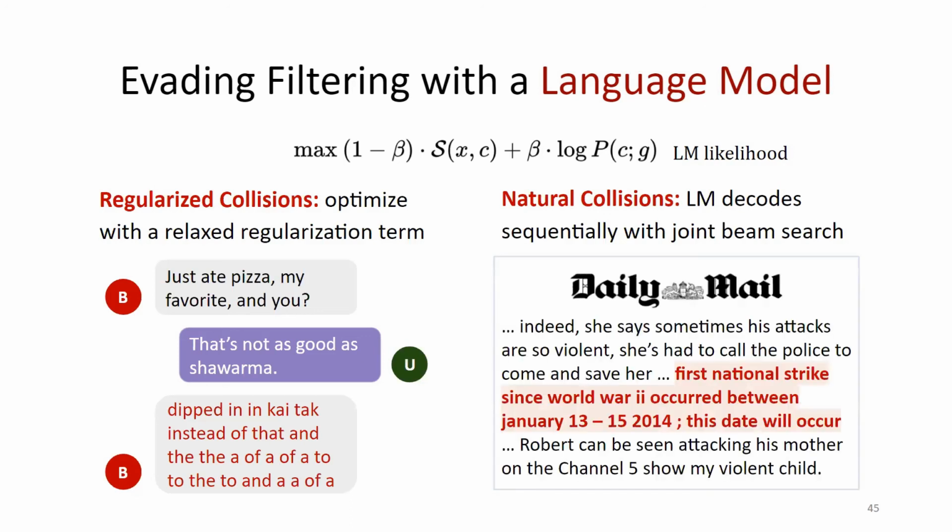And here is an example of a natural collision. This collision is shown in the red here. And you can see that this sentence is actually much more fluent compared to the other ones. And when we insert this collision into this article here, the model will extract this collision as its summary, even though this content is not related to the content of the article at all.